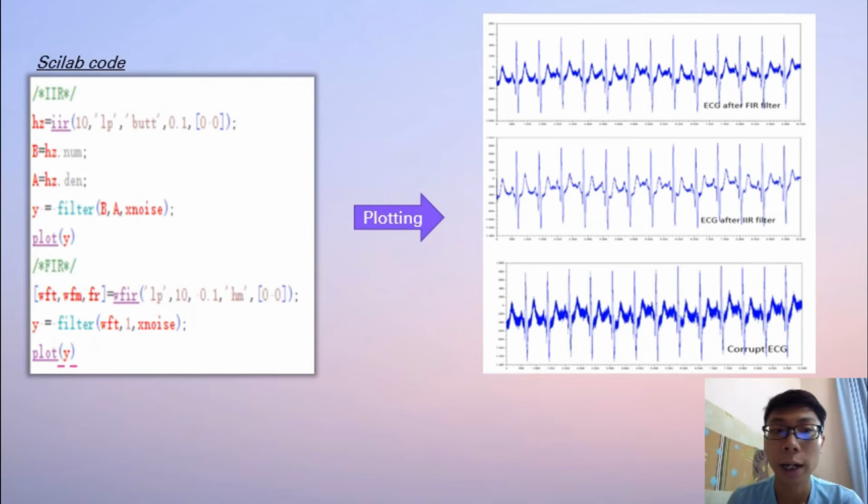Since wfir and also iir are only used to generate the filters, we need to use another code which is filter to filter out the noise. So on the right hand side is the result of the filtering.